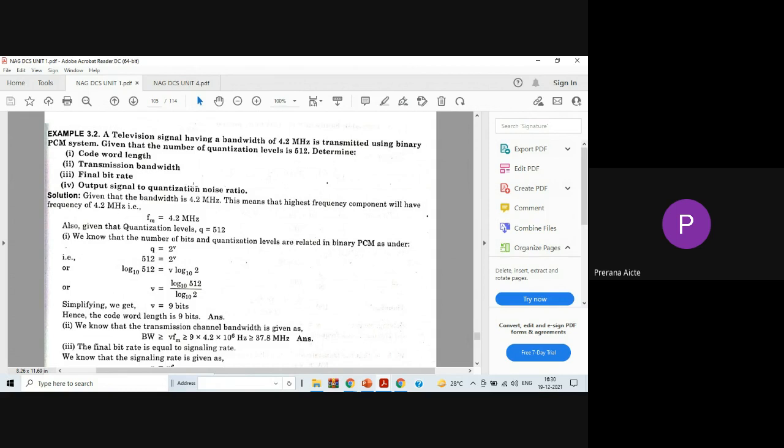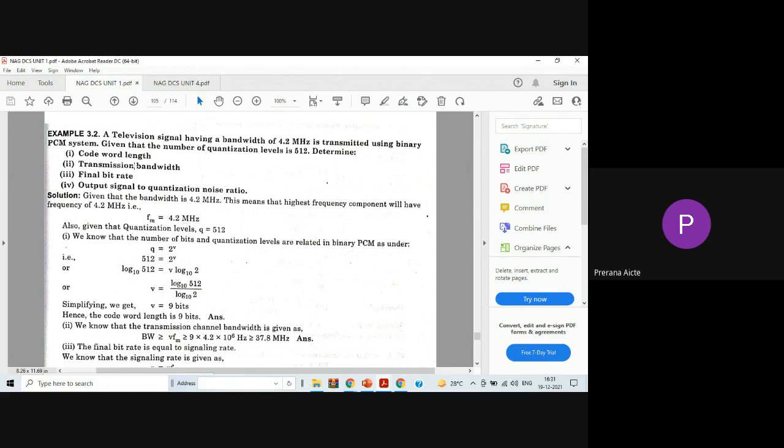First write the given data. What is the given data? They have given the bandwidth as 4.2 megahertz, and the quantization levels Q equals 512.